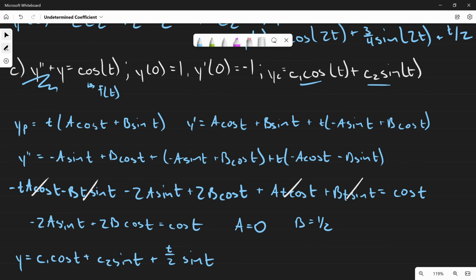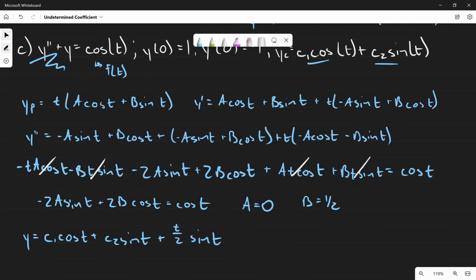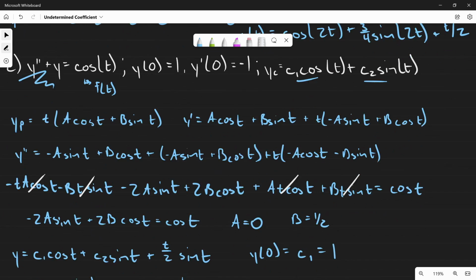And so now for the easier part, plugging in the initial conditions, so finding c1 and c2. When y is equal to 0, we'll just get c1, which will be equal to 1. And when we take the derivative, we will get negative c1 sine of t, plus c2 cosine of t, plus t over 2 cosine of t. And so we plug it in, it's negative 1.